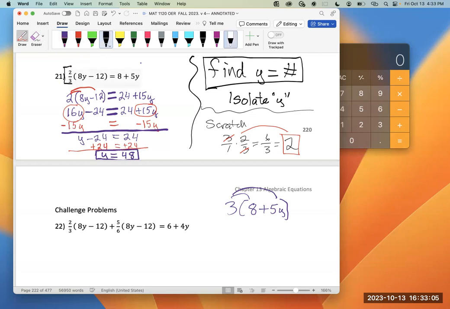Again, what I did here was I multiplied both sides of the equation by 3 because I wanted to clear this fraction. On the left, I wrote it as 3 over 1, and on the right, I wrote it as 3.